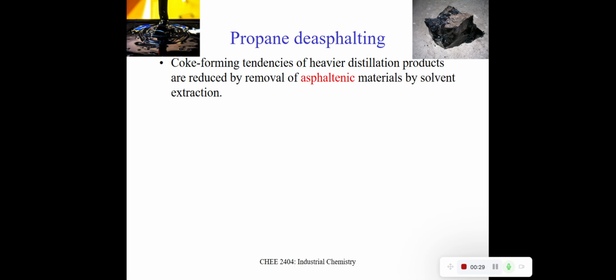Right, the final finished product should be the more improved product, right? The coke forming tendency of heavier distillation products is reduced by removal of asphaltic material by solvent extraction. Now the propane is the solvent, that's why we call it propane deasphalting. If it is butane or something else, then we call it butane deasphalting.